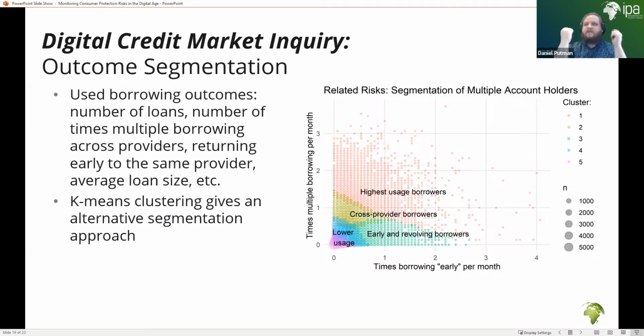But the other thing, right? So this is this kind of outcome segmentation, right? So we used a bunch of borrowing outcomes, and for this we were actually looking at multiple borrowing. And so we took the total number of loans, the loan size. We took a bunch of variables that are all digital credit outcomes, and we did a segmentation, and we got these groups, which I think are pretty instructive, right? So this cluster over here turns out to be the highest risk in this.